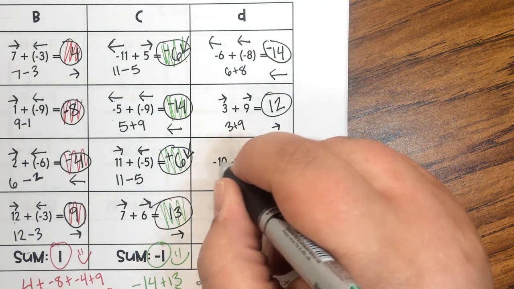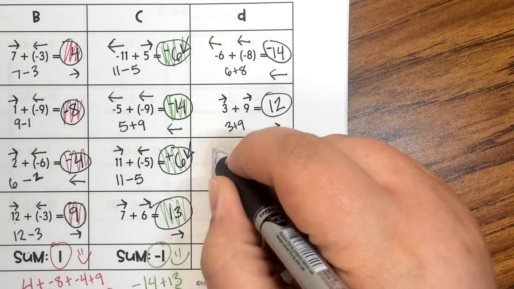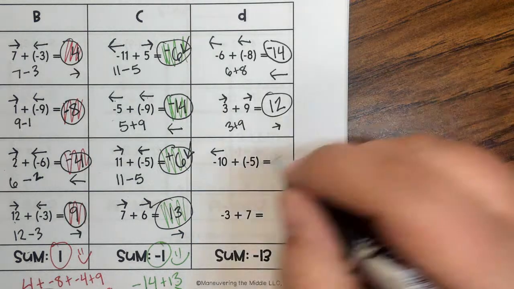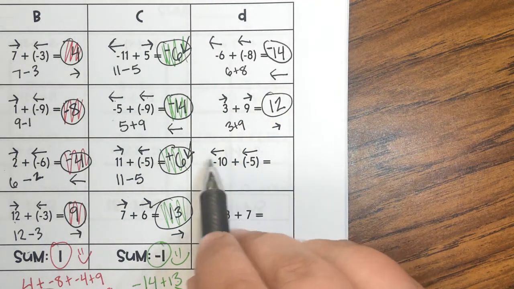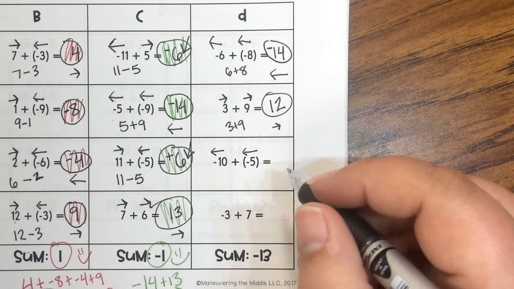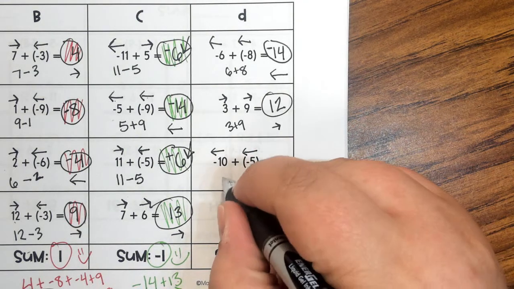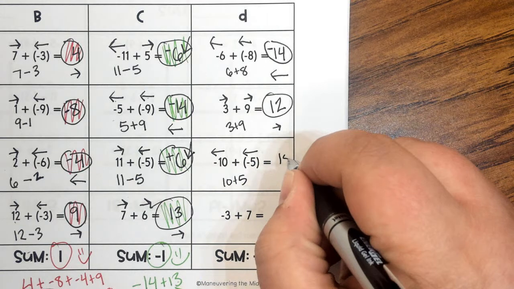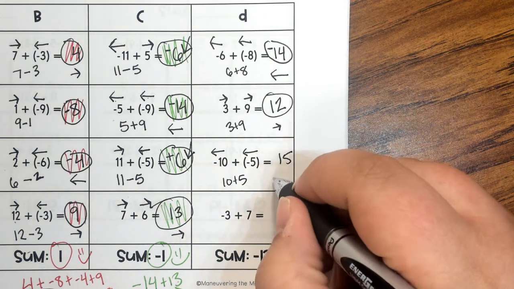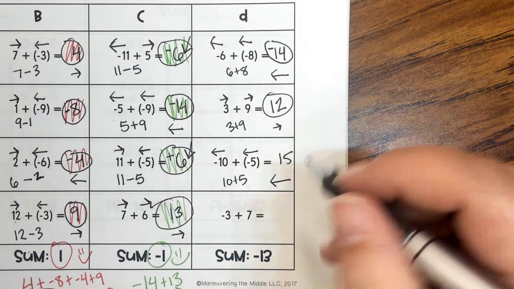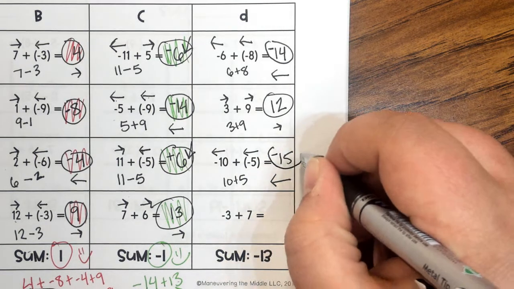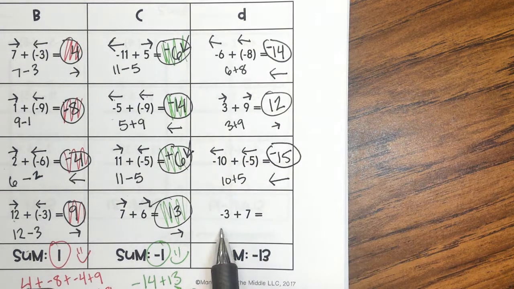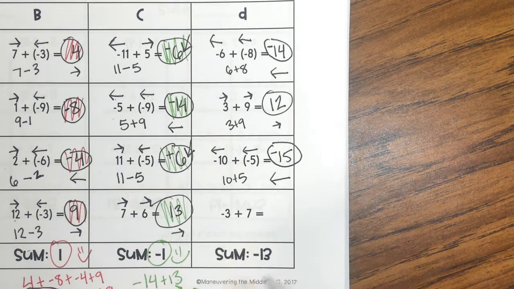Next is negative 10 plus negative 5. So negative 10 is to the left of 0, negative 5 is to the left of 0. Those arrows are going the same direction, so I'm going to combine them. 10 plus 5 is 15. And I was combining those because they're both going left, so the final direction is left, which means this is a negative 15.